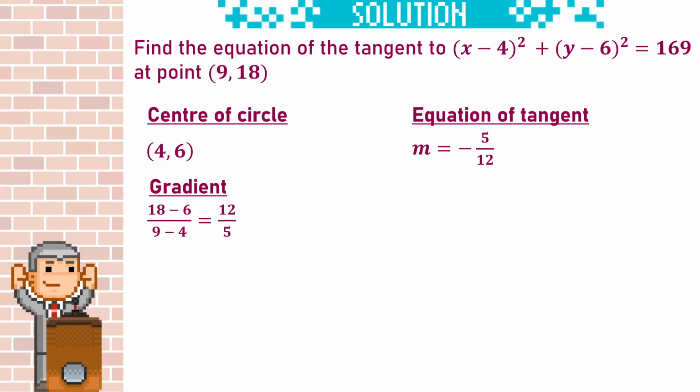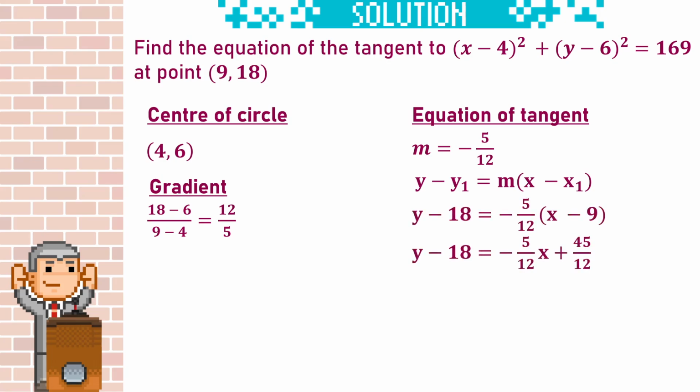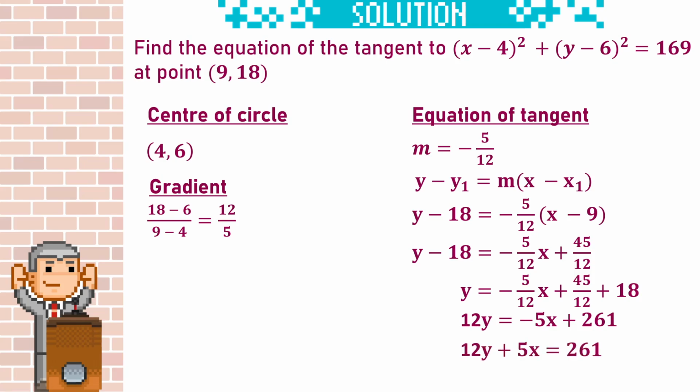We have a point, because it's given to us in the question, and a gradient for our tangent. So we can use this equation form here, substitute in the 9 and the 18 and the minus 5 over 12, and then expand the brackets, plus the 18 both sides, and we find that we can write our equation as 12y plus 5x equals 261 if we didn't want to have the fractions in it.